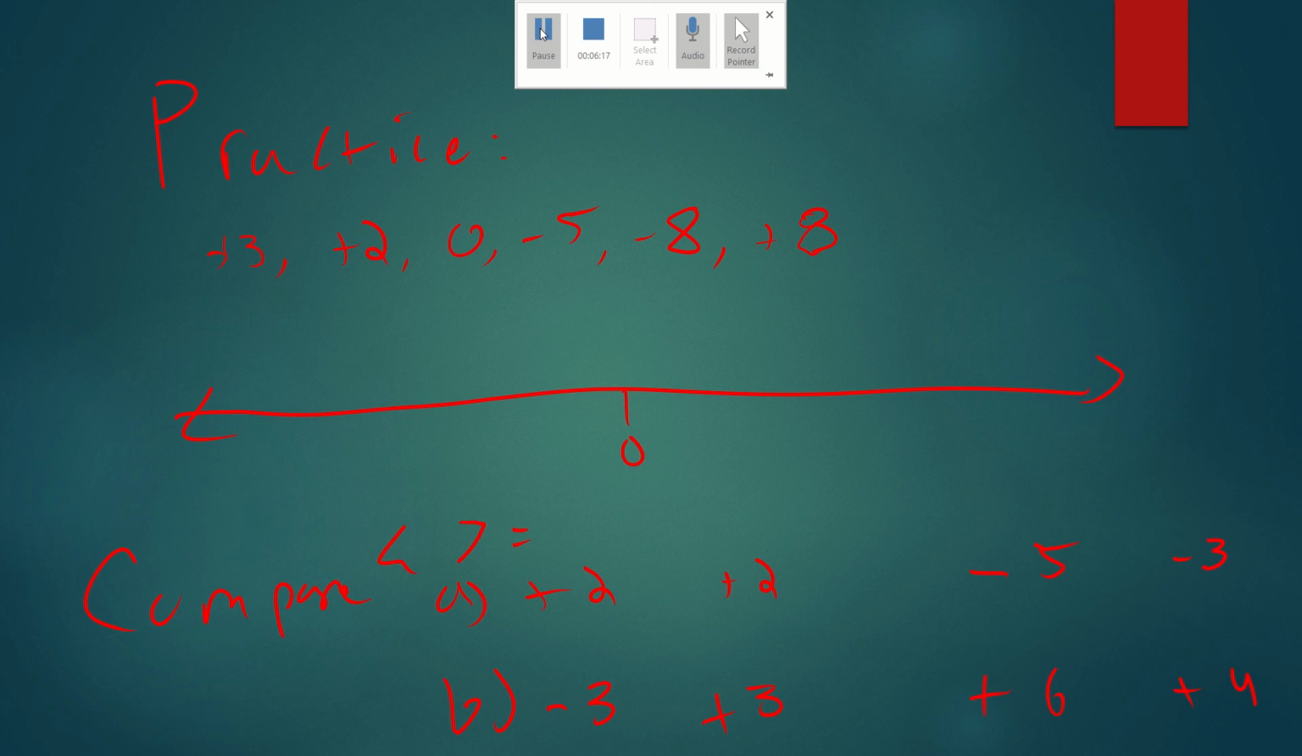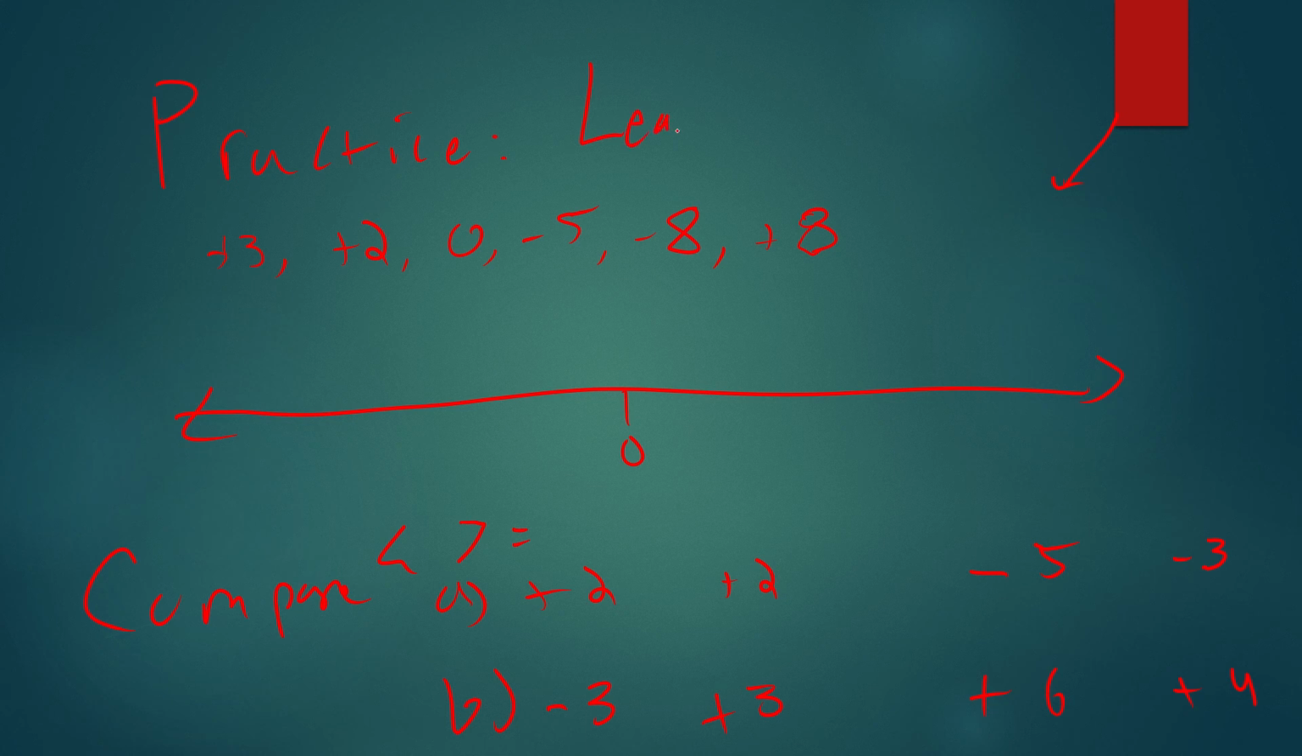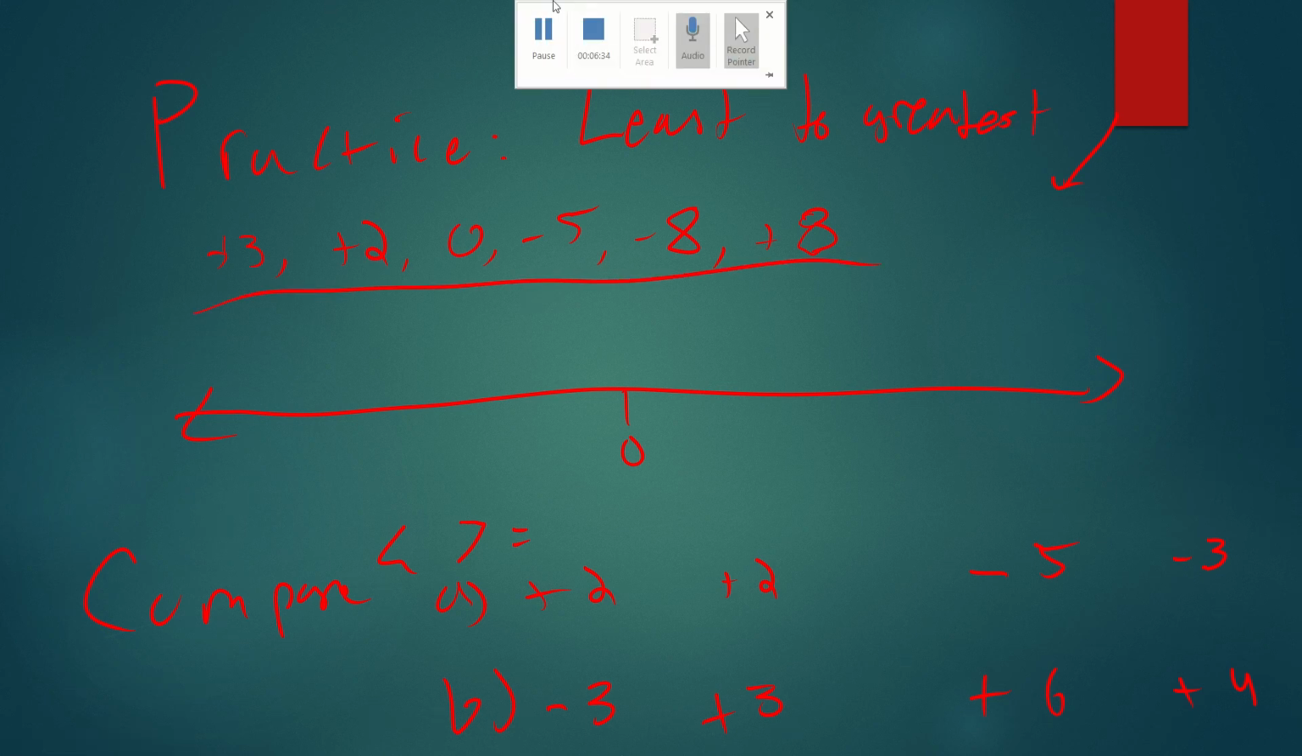Now I'm going to ask you guys to do something quickly, which is to practice. So what I want you to do first is go least to greatest on the number line with these numbers. So pause it and do that first. Okay, so after you're done pausing, now we're going to look over it.